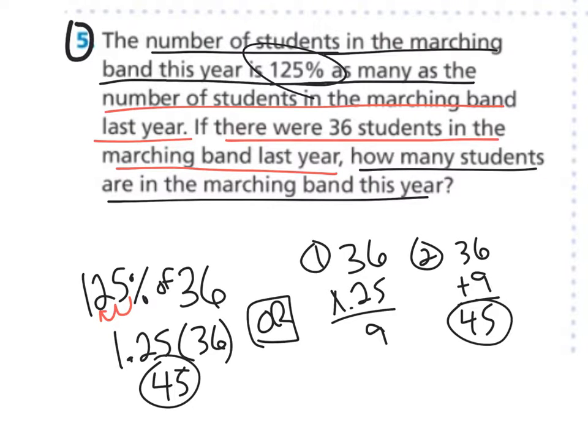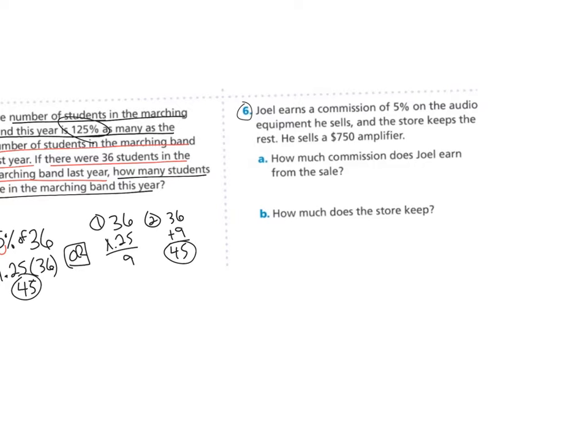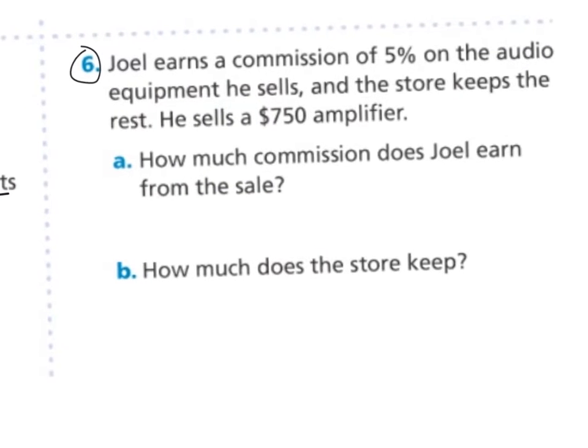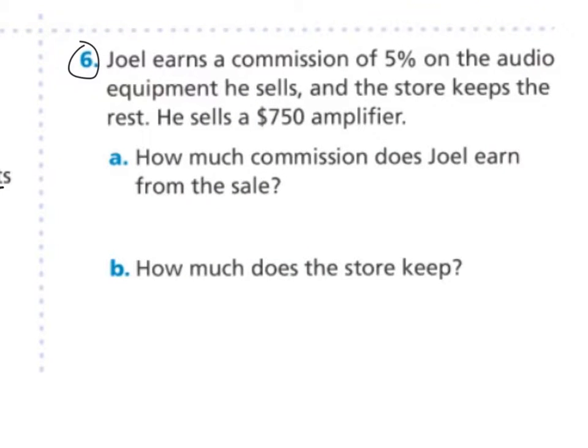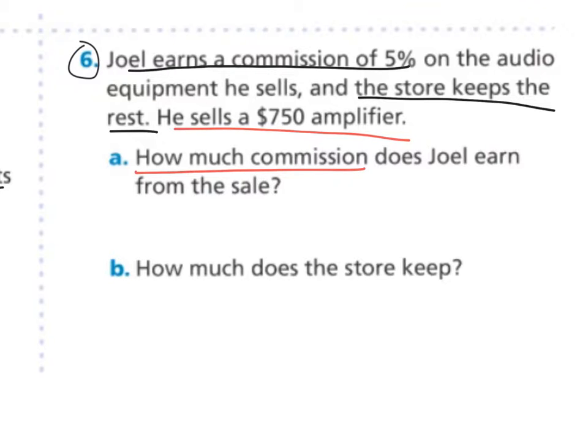Number 6, Joe earns a commission of 5% on the audio equipment he sells, and the store keeps the rest. So he sells a $750 amplifier. How much commission does Joe earn from the sale? And then how much does the store keep? So commission is basically money that you earn based on sales.